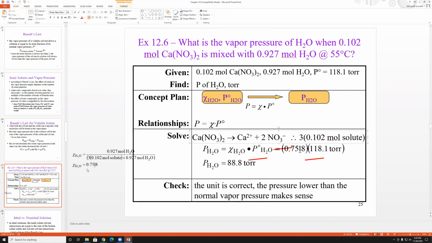So next, we need to figure out the new vapor pressure. We would simply put the old vapor pressure of water, which is given right here as 118.1 torr, times our new mole fraction of 0.752, and that's going to equal 88.8 torr. So you see our new vapor pressure with the addition of solute of 3 moles of ions is going to be decreased by a pretty good amount, by 25%.